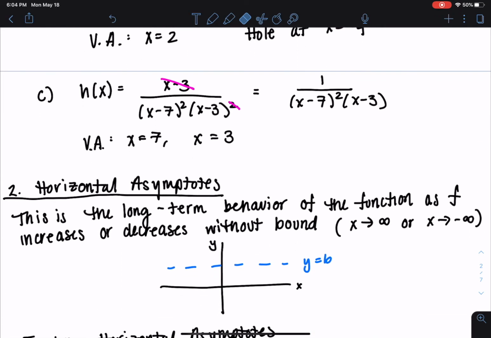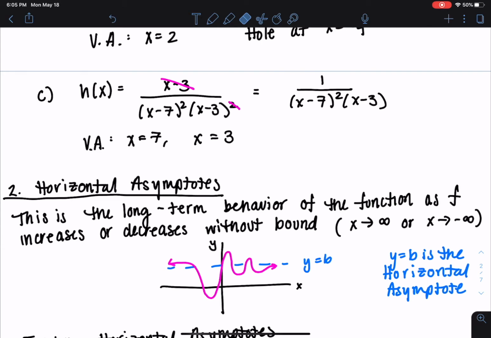Now, a horizontal asymptote gives us the long-term behavior as x approaches positive or negative infinity. So vertical means the y values are growing unbounded. Horizontal means the x values are growing unbounded. So it's giving us really the long-term behavior of the function. So I've got this horizontal line, y equals b, and if I draw a function, it's going to hug this asymptote. It can cross it no problem, but it's going to hug it at that end behavior.